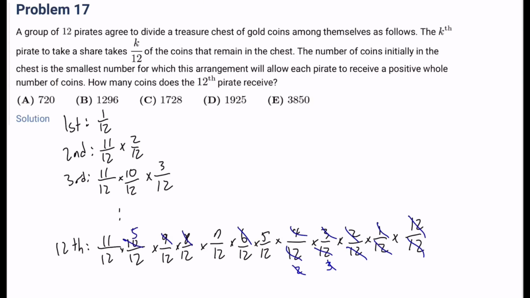And that's basically it. So we have 11, 5, 7, and 5 left over. So those multiplied is 77 times 25. That equals 1925. And that's our answer.